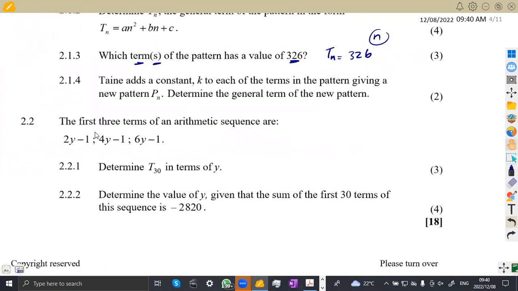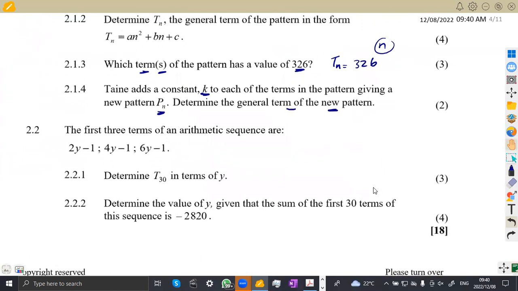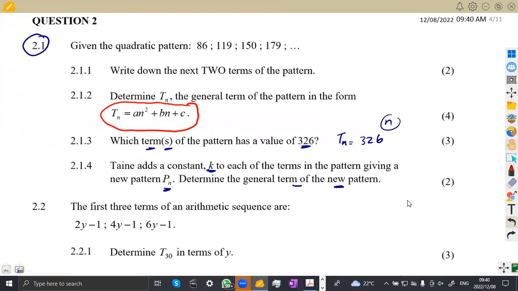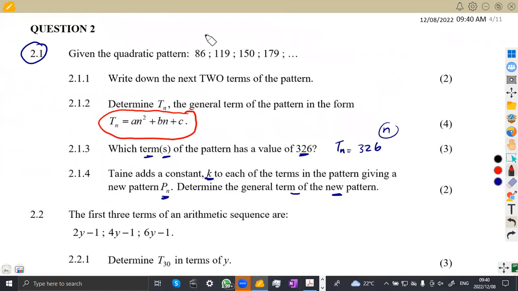We are given that 10 adds a constant k to each term of the pattern. Take note, guys, this person had to add k to each of the terms in the pattern, giving a new pattern Pn. Determine the general term of the new pattern. The general term, just like the general term Tn that we had here. Now this person had to add k to each and every term. Here there's a k, here there's a k, here there's a k, like that.